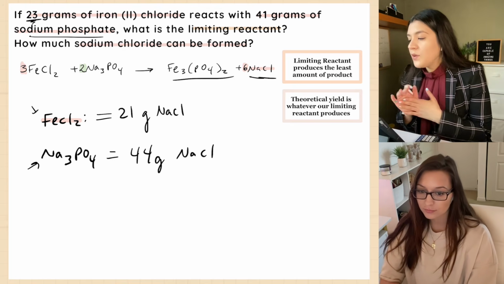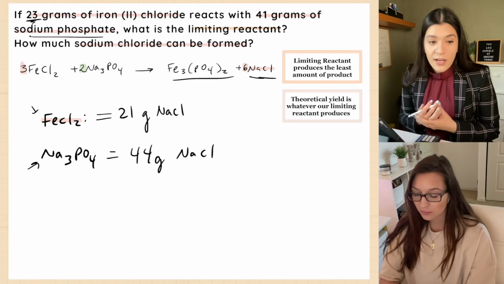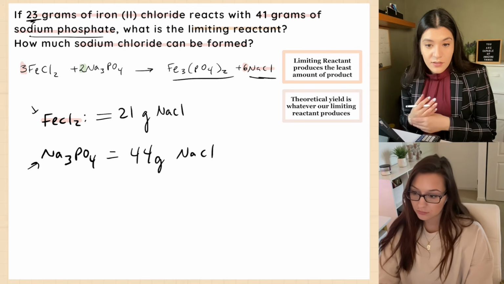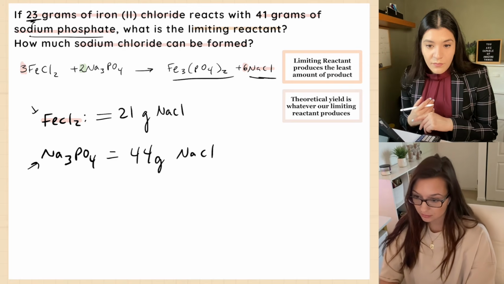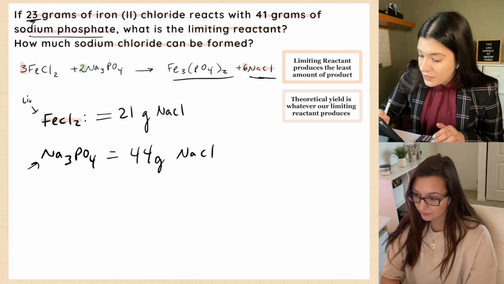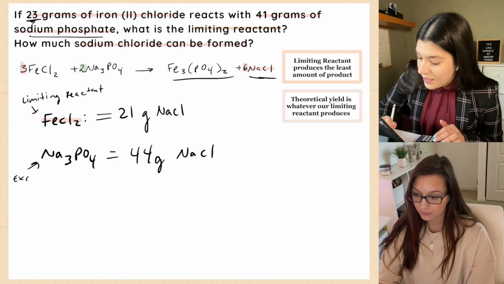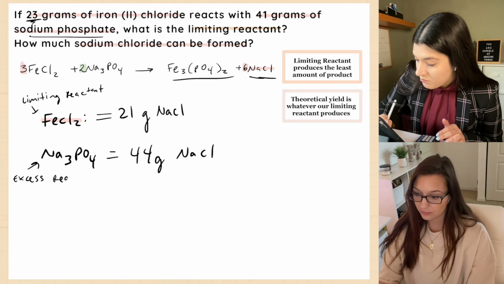So we said that the limiting reactant produces the least amount of product. So which one of these reactants produce the least amount of product? The first one. Yes. So this one is the limiting reactant because it produced the least amount of product. And then this must have been the excess reactant because it's what's left over.